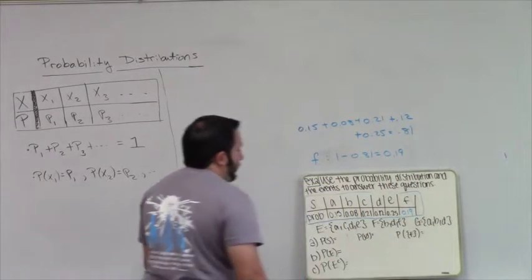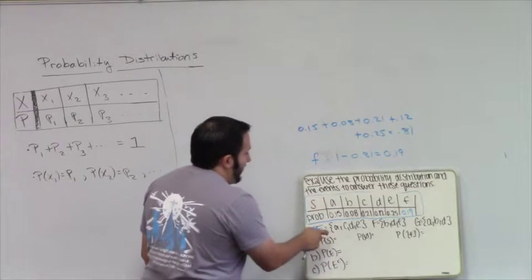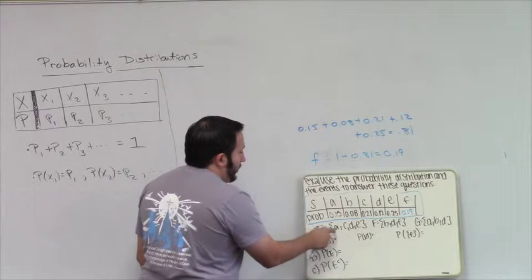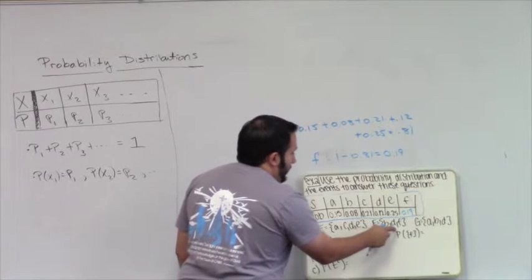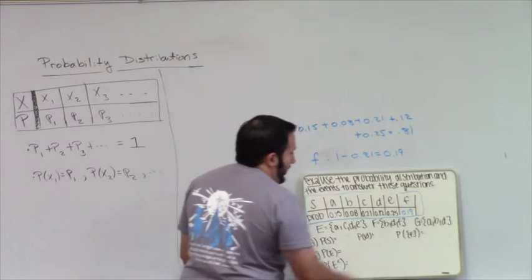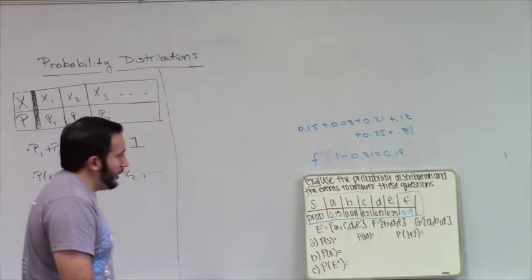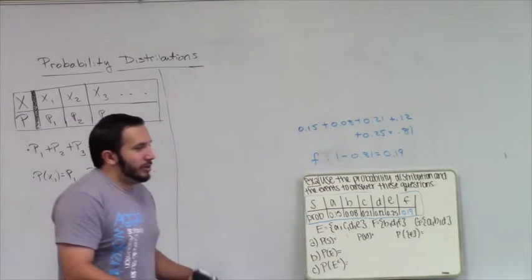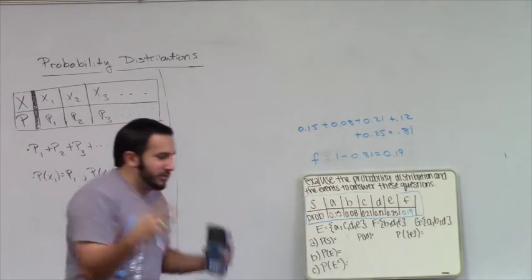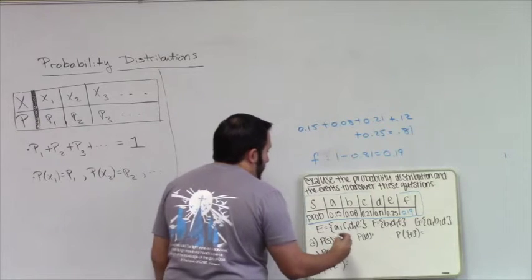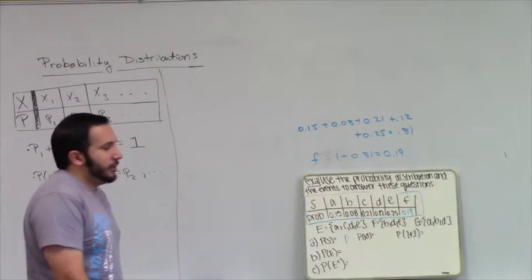Now that I have it complete, I can go ahead and answer a couple of the questions. Notice my set E is going to be the little letters A, C, D, E. My set F is going to be B, D, F. And then my set G is going to be A, B, D. So let's take a look at part A. What is the probability of S? And S is my sample space. The probability of your sample space, all of it combined, better be 1.